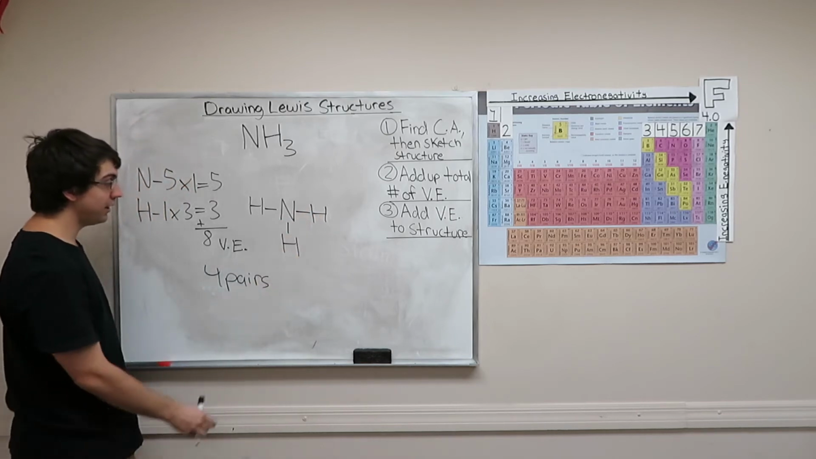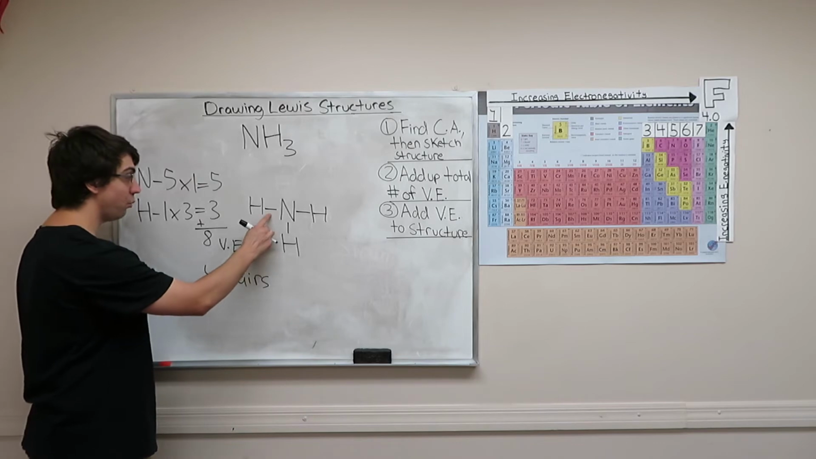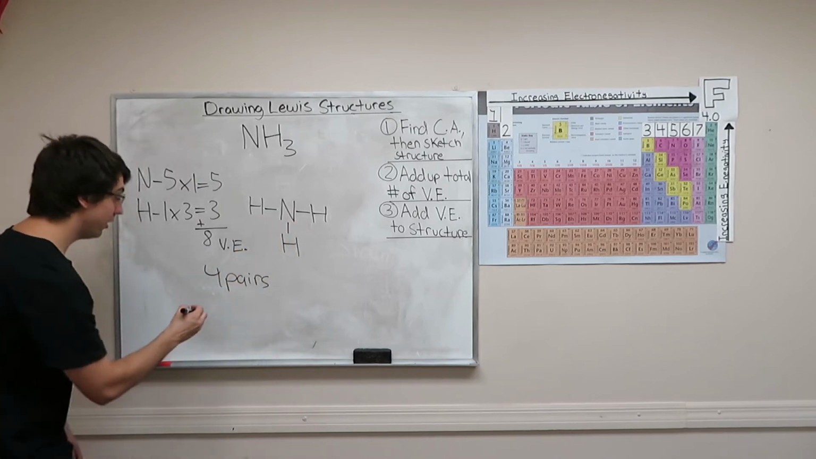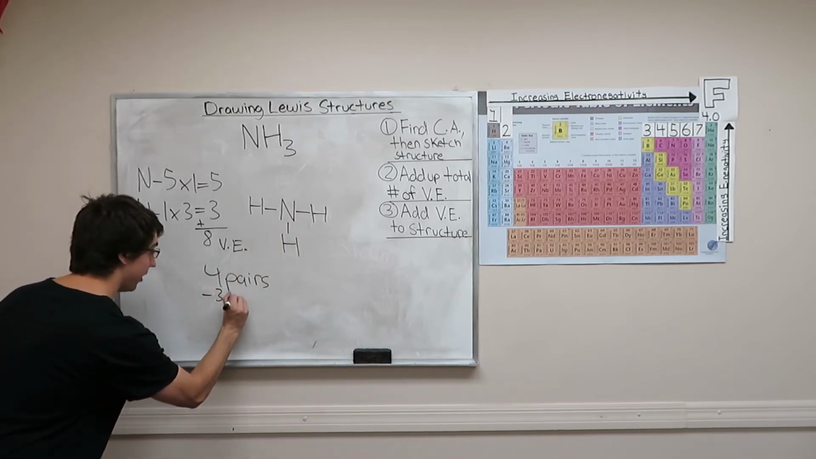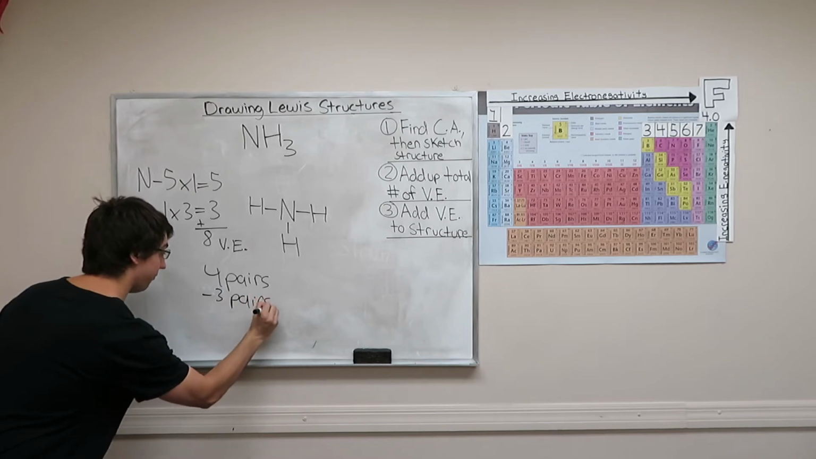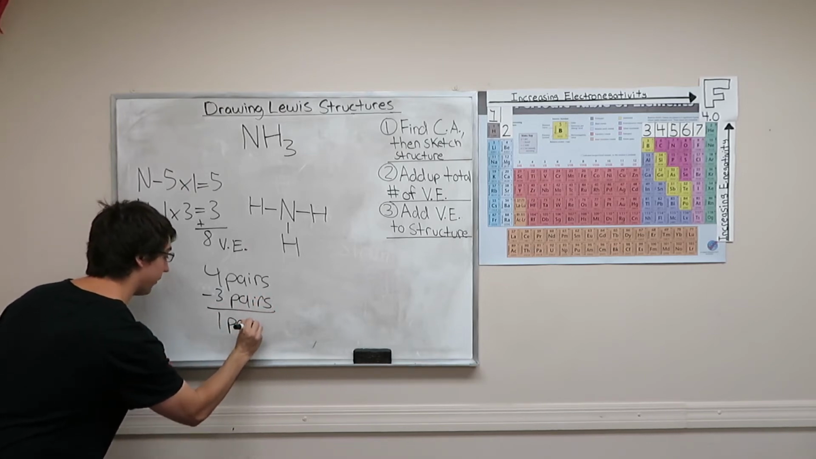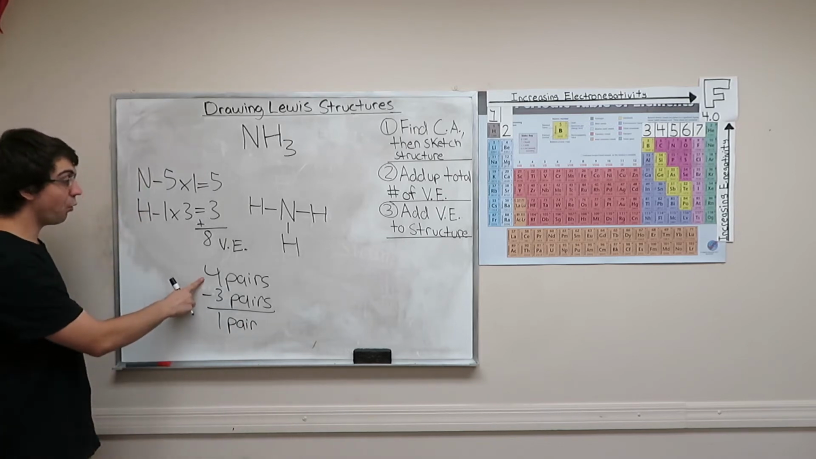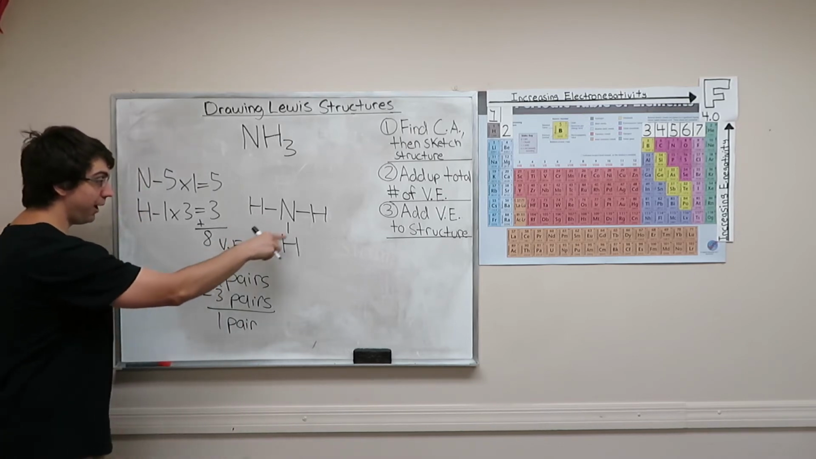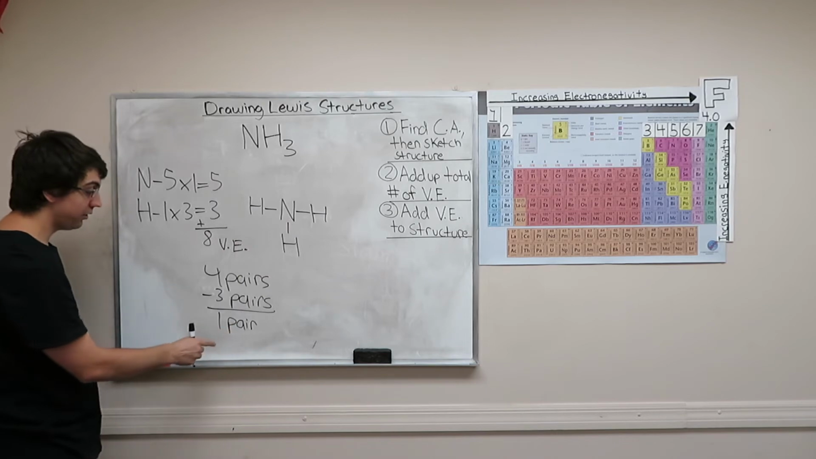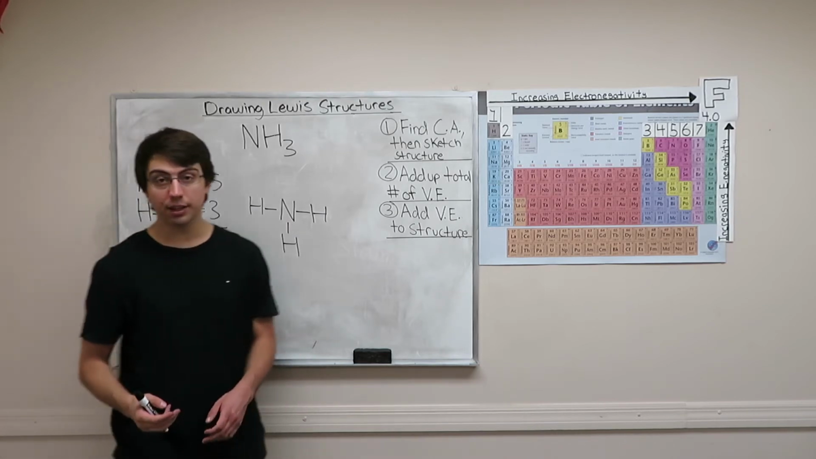And simply by connecting them, we use 3 pairs. So we used 1, 2, 3, 3 pairs. So I'm going to subtract that here. Alright, so we started off with 4 pairs total, and just simply by connecting them, we used 3 pairs, and that leaves us with 1 pair left over.